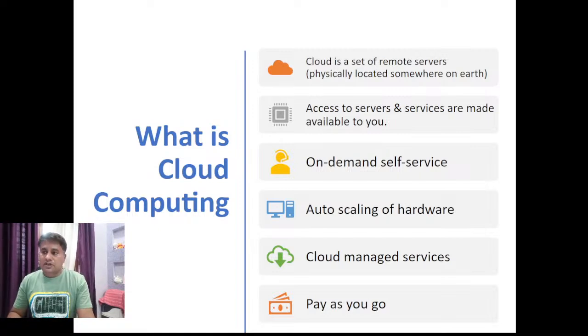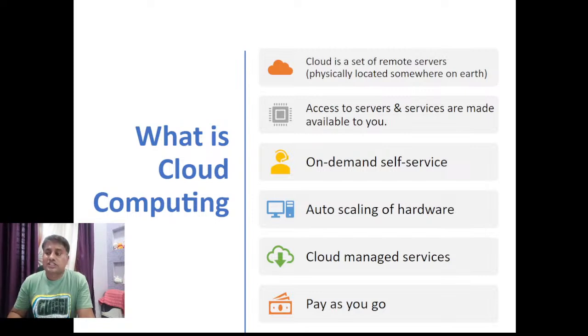But nowadays everything is on the cloud. That means there is some server available to you. You get access to that server, and not only servers, there are many more services available. You can opt for them as per your requirement, and these servers and services are made available to you. From your home, or the comfort of your office, from your personal laptop, you can connect to the server and work on that.